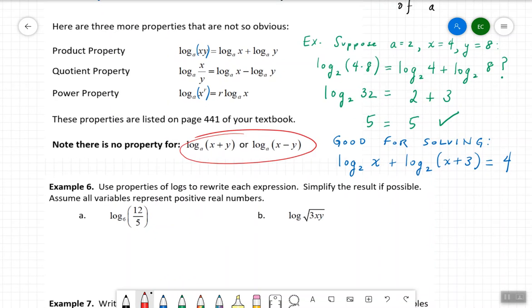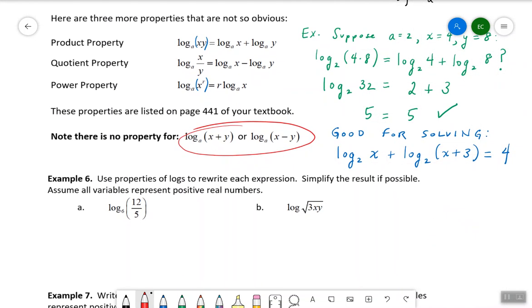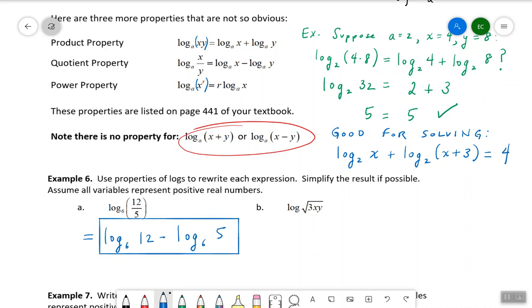Okay, so in example 6, we're going to use properties of logs to rewrite the expressions. And so here in part A, we have the log of a quotient, 12 over 5. And so we can just write it as a subtraction problem. We can just write that as the log base 6 of 12 minus the log base 6 of 5. And really, that's all we need to do.